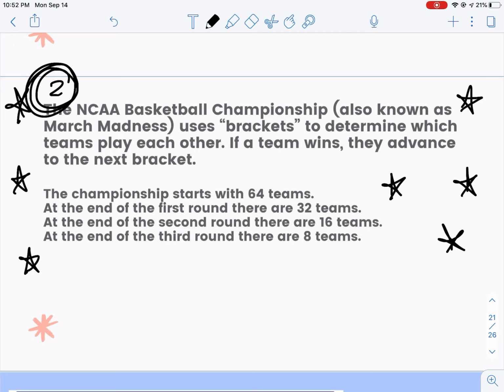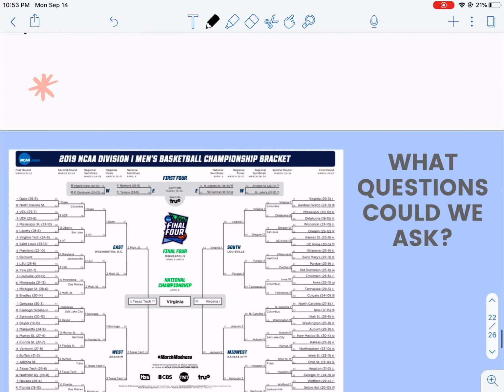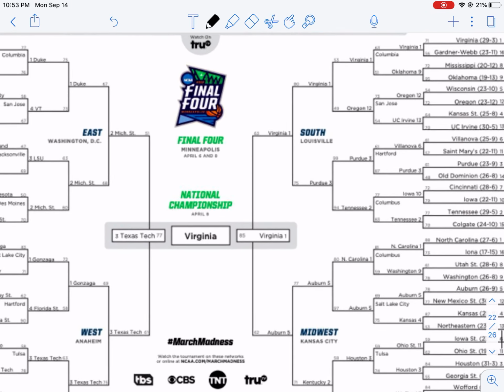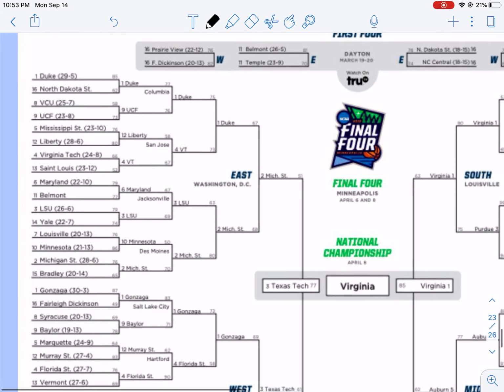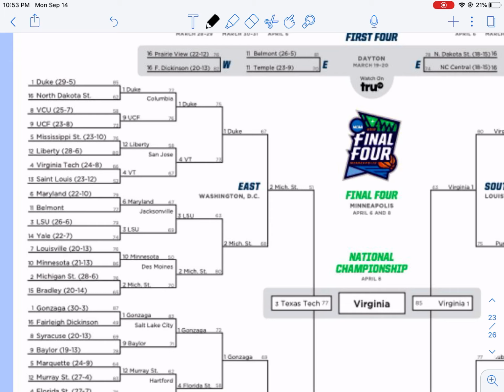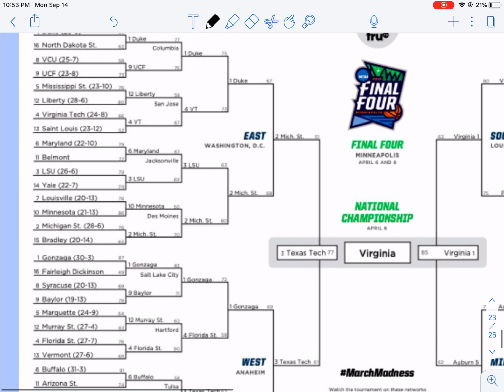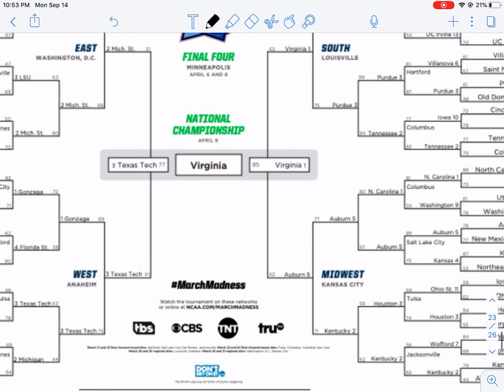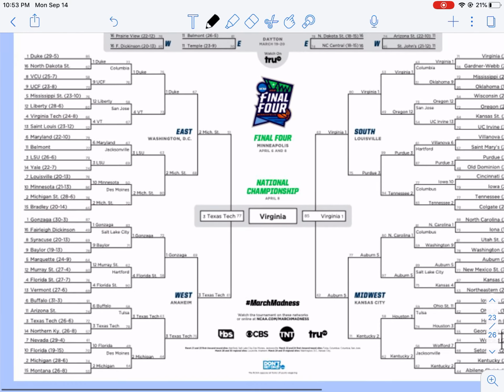All right, the NCAA Basketball Championships, also known as March Madness, uses brackets to determine which teams play each other. If a team wins, they advance to the next bracket. So here's a visual of this, and we can zoom in. You can see this is 2019 because they didn't play this year because of Corona. All right, so we have these brackets, and then this group ends up playing this group, and they all eventually get down to one team.